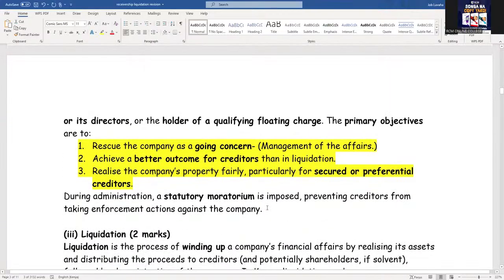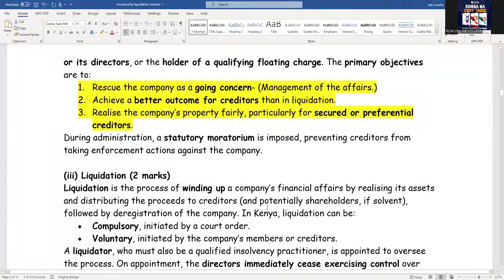Then liquidation, ideally, is the process of ending the life of a company, or winding up the life of a company. It can be in two forms. We can have what we call compulsory or voluntary. Under voluntary, we have two: voluntary by members and voluntary by creditors.